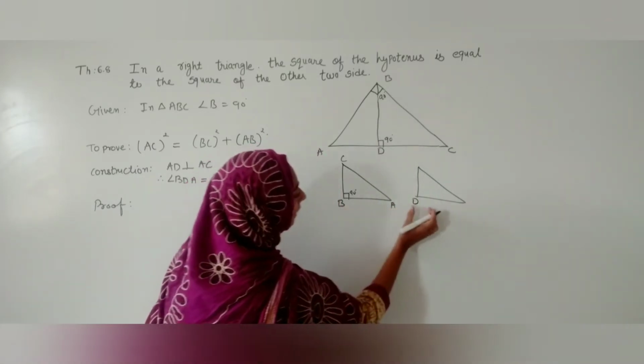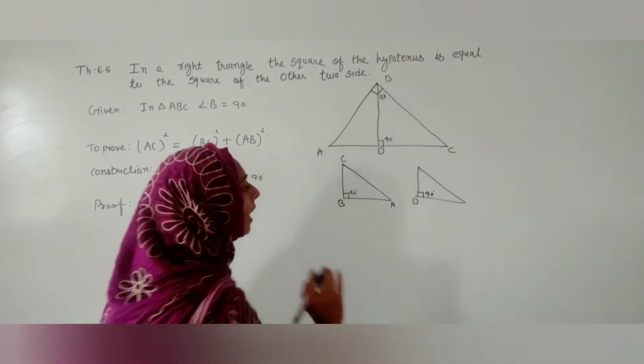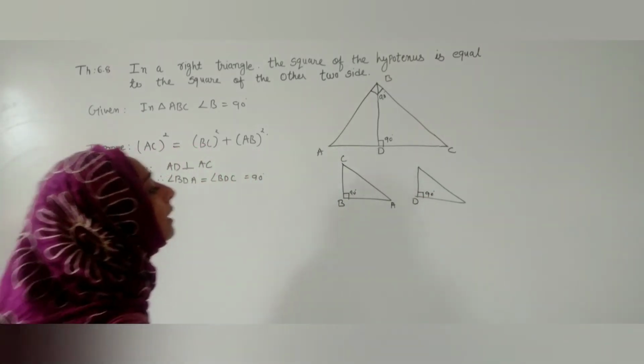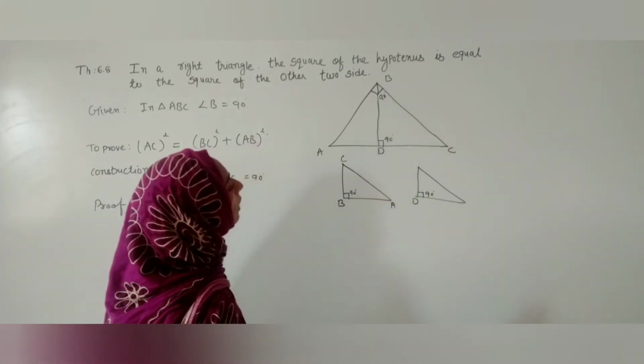So B is 90, there we will write D. So we can compare it in an easy way. Our similarity concept will be clear only when we get one angle, so we have to find one another angle.